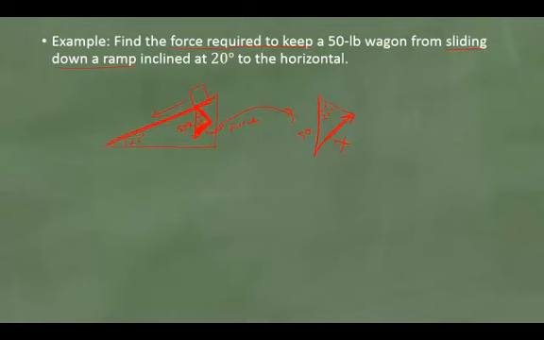This is a 90-degree angle. Okay, this is not as difficult as the last problem, actually. Here we're going to use the sine of 20 is opposite over hypotenuse, is x over 50. So that tells us that the force x is going to be 50 sine of 20 degrees. And that's it. We're done.